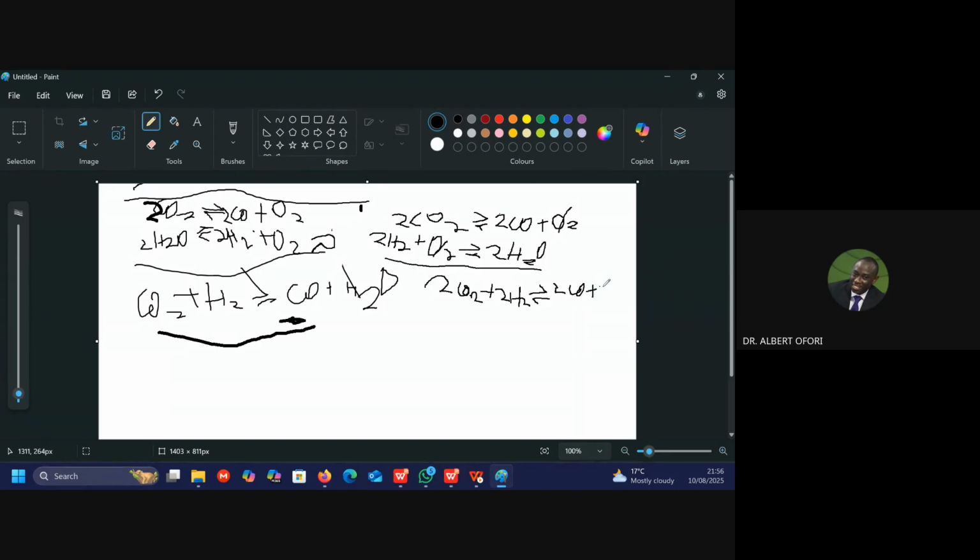Is that clear? Yes, Doc. Okay, so 2 moles of water. In balancing the equation, they are all having coefficient of 2, 2, 2. So we reduce it to this particular form. Are we okay? How we got the overall reaction?